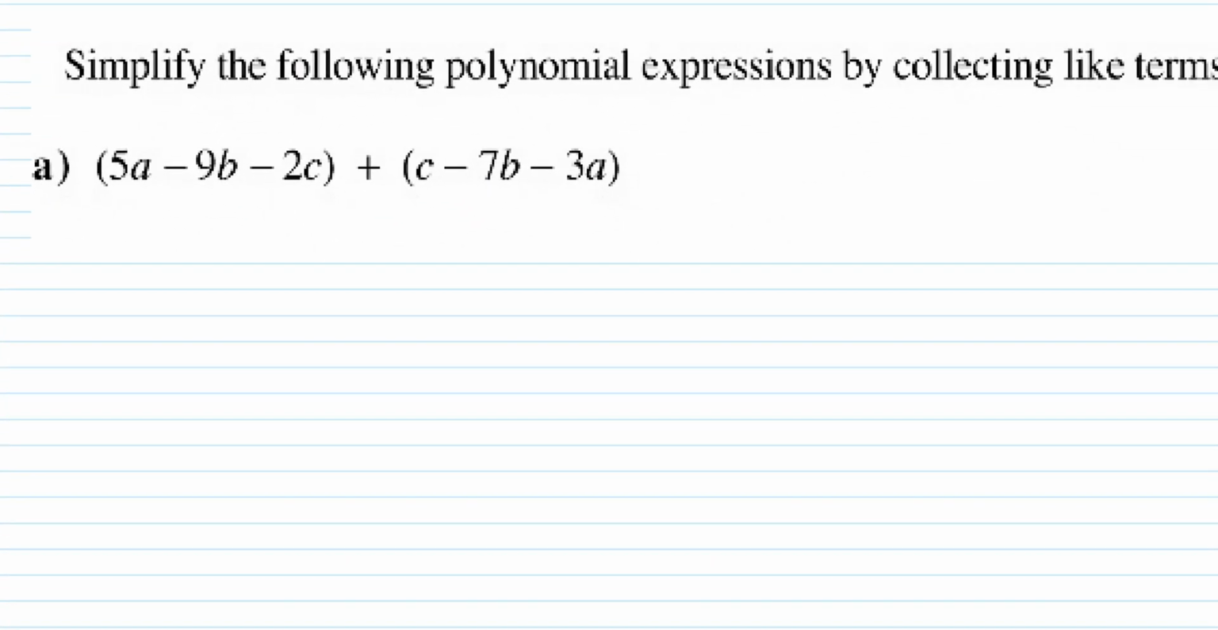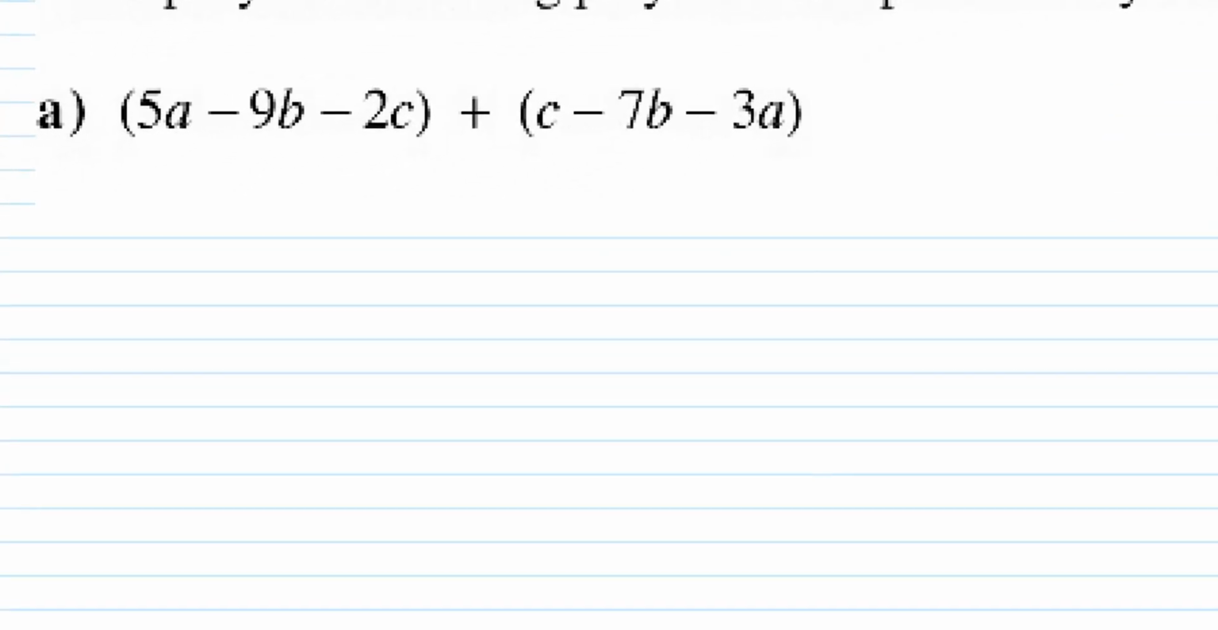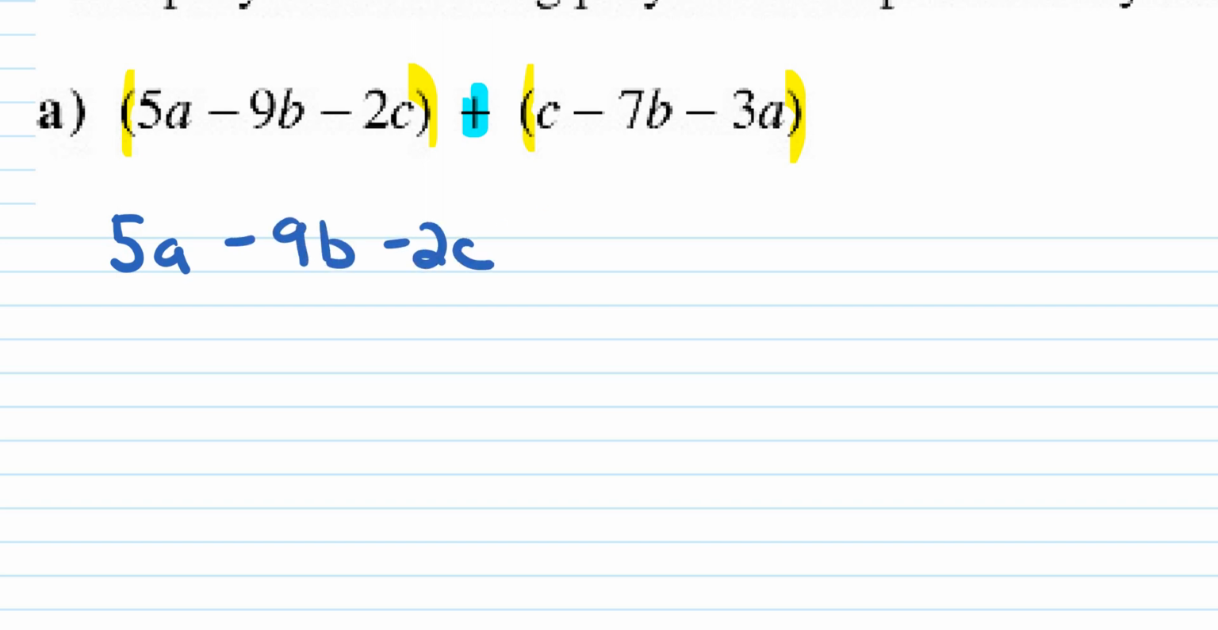So I've got to simplify the following polynomial expressions by collecting like terms. Okay, so whenever you have these brackets and there's a plus sign in the middle, you can just remove the brackets. So we get 5a minus 9b minus 2c, and then plus c, and then minus 7b minus 3a. Okay, let's go ahead and collect like terms here.